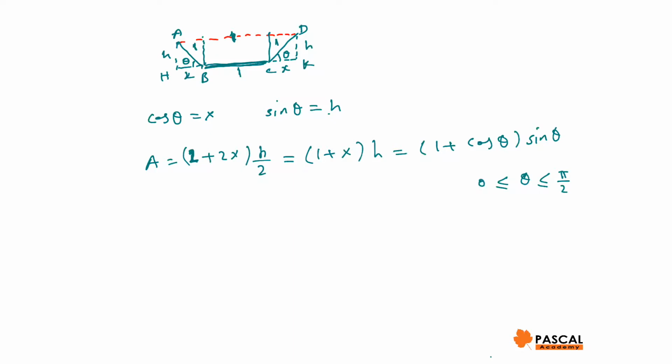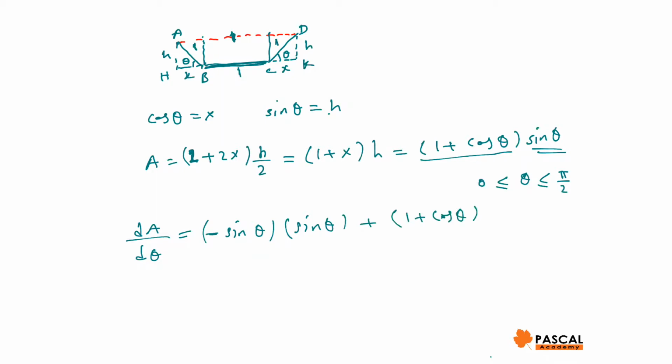We are looking for the maximum of A. dA/d theta we can find using the product rule: derivative of the first function, minus sin theta, times the second function itself, sin theta, plus (1 plus cos theta) times cos theta. If we simplify the derivative, it is going to be minus sin squared theta plus cos squared theta plus cos theta.